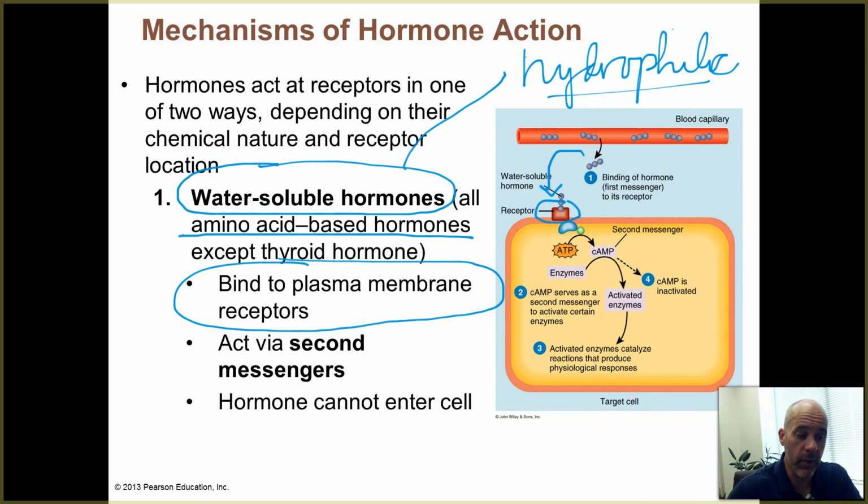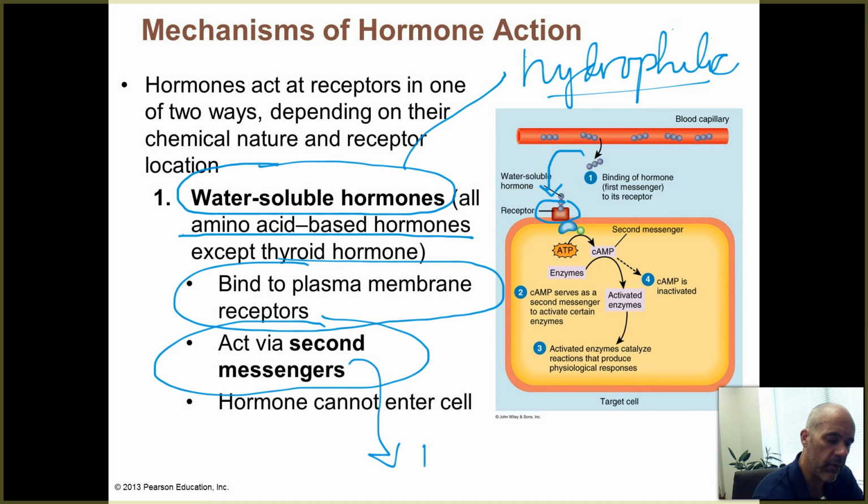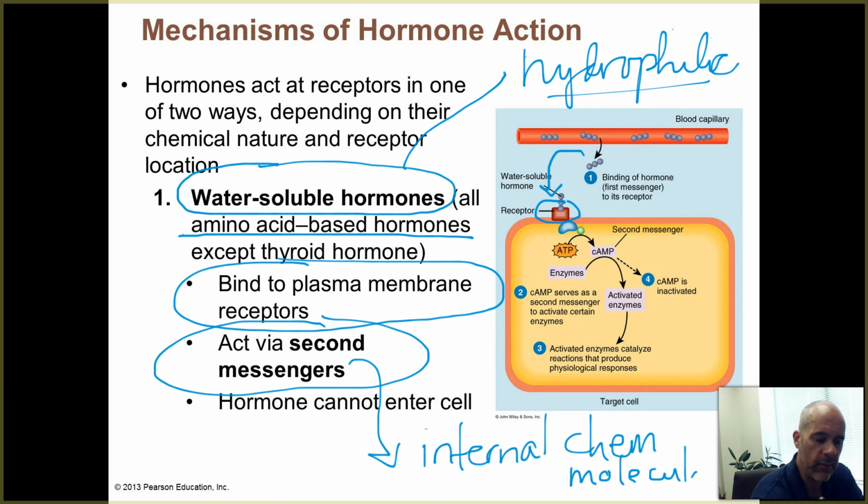Well, we just said the hormone is binding to the receptor at the cell surface. So, how do you get a response to happen on the inside? Well, as we'll see, those responses occur through the action of what are called second messengers. Second messengers are internal chemical signaling molecules.